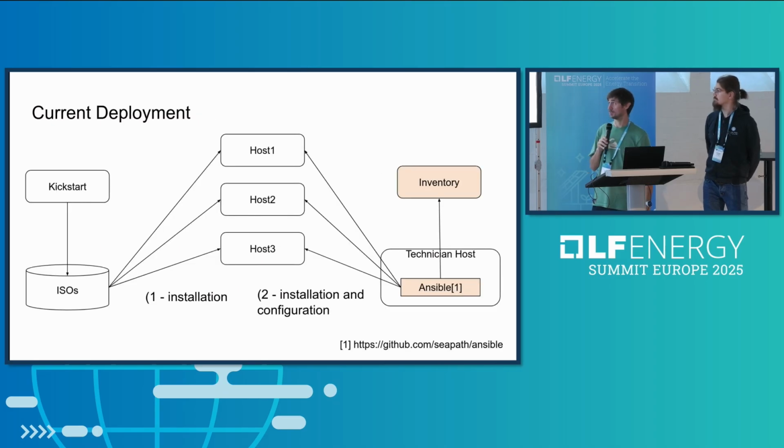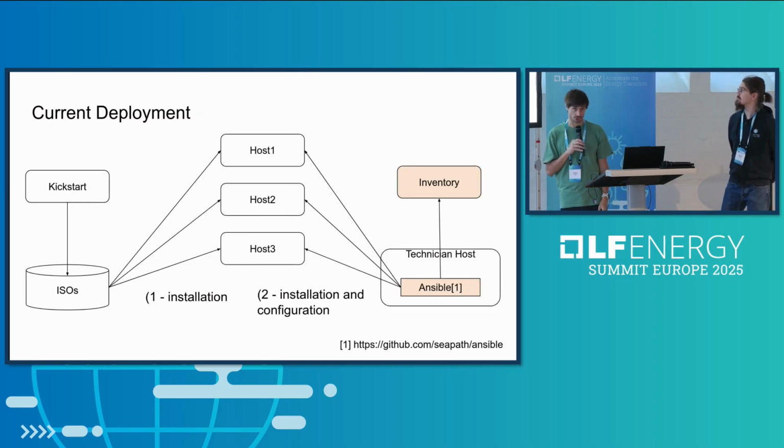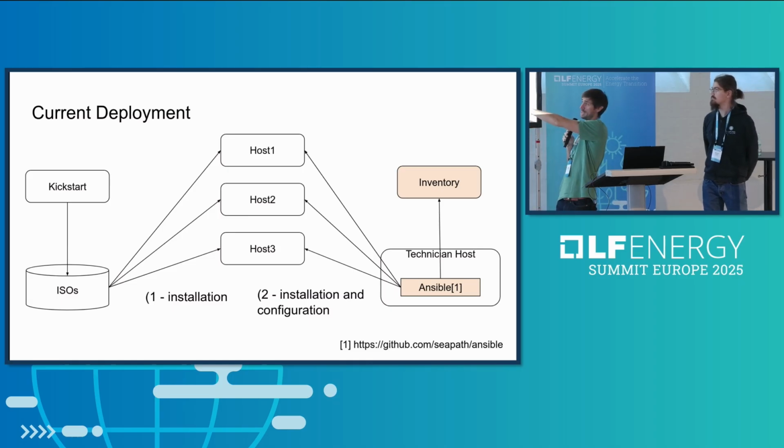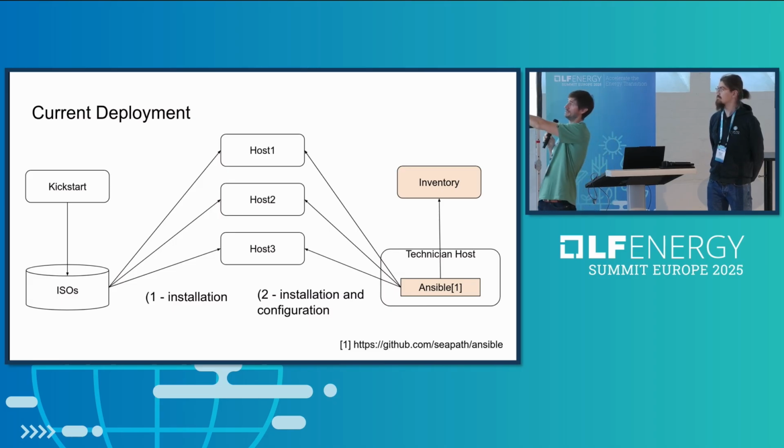So when I started to work on this last year, I was mainly based on the CentOS distribution. So I could separate the process to deploy SEAPATH in two steps, let's say. We have a first step in which we have a quick start file in which we generate some ISOs. And from those ISOs, then we deploy on the host. So this is the first phase in which we do the installation.